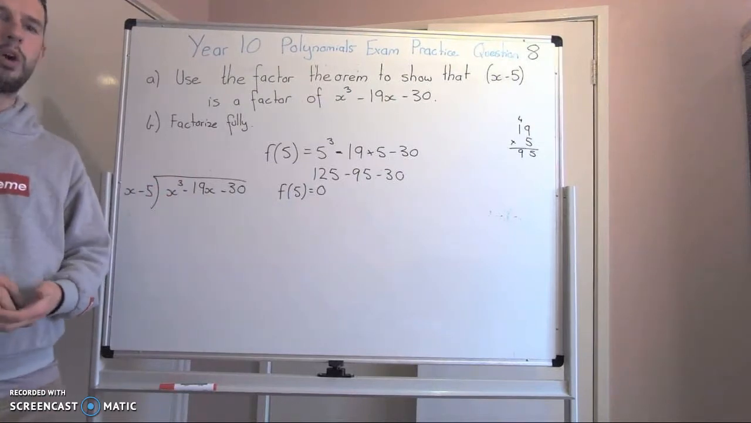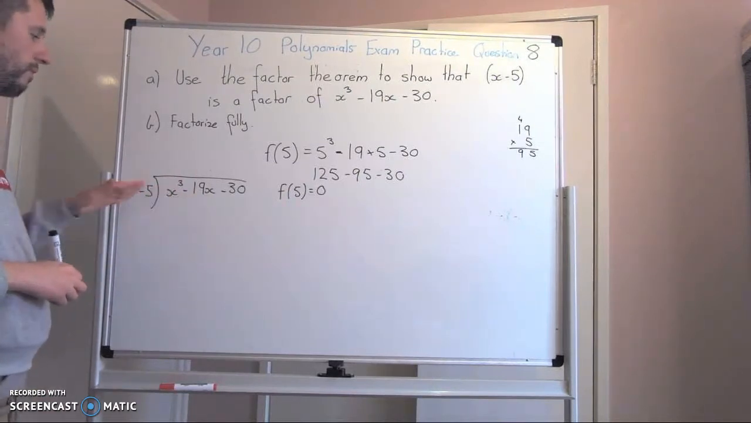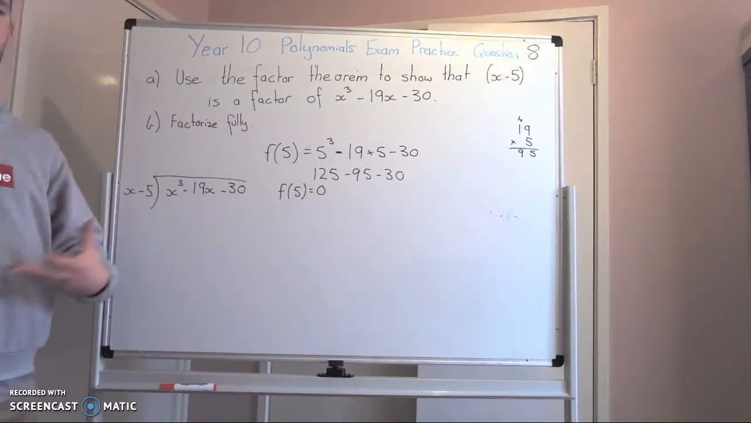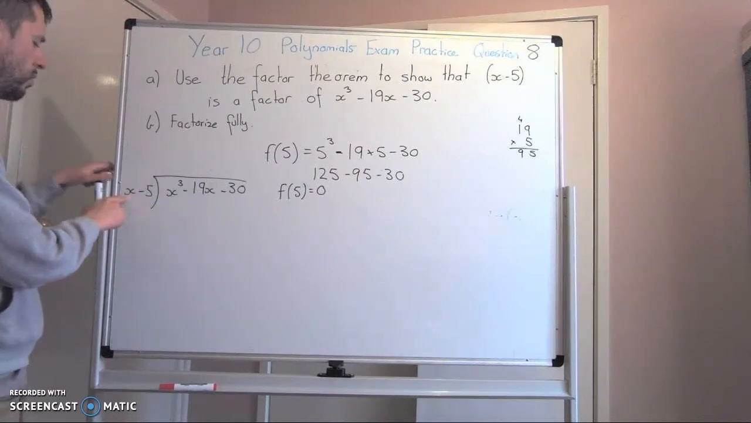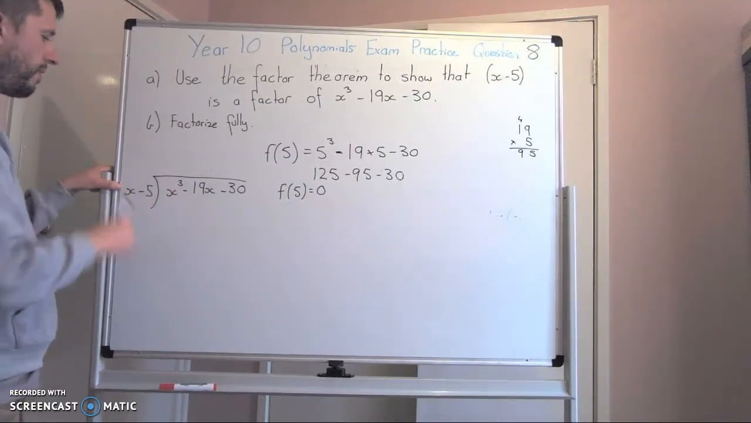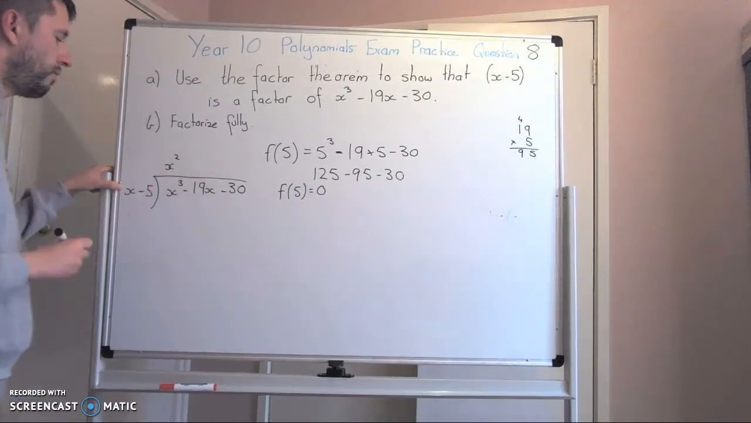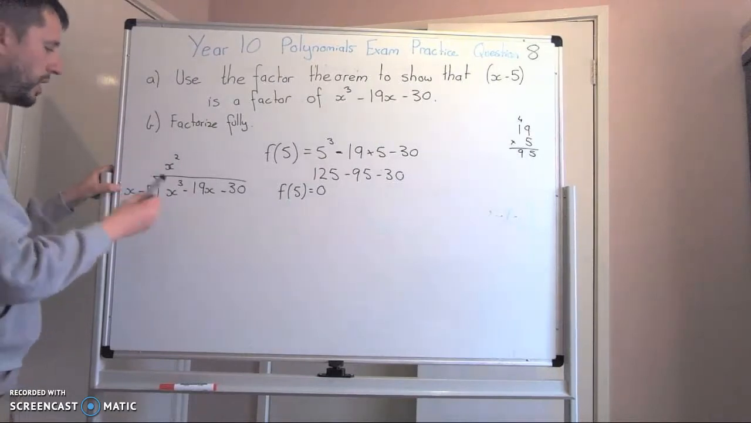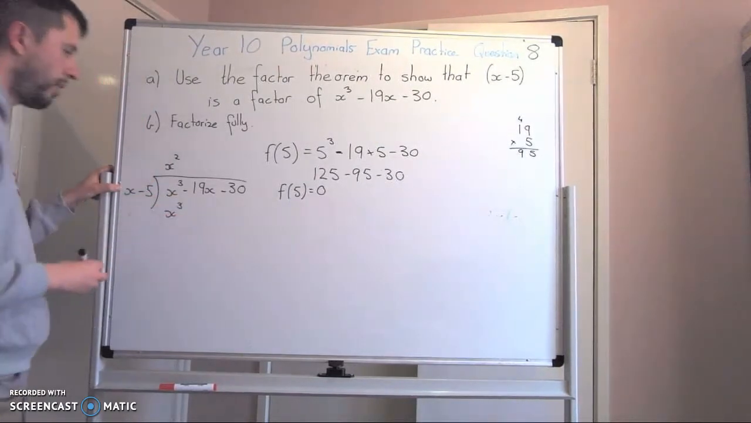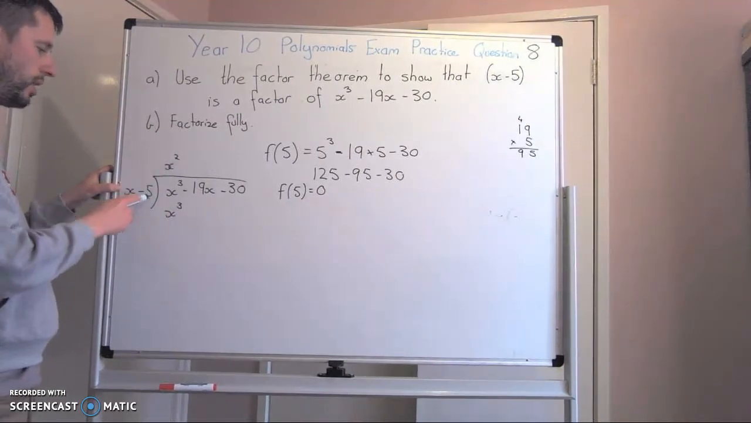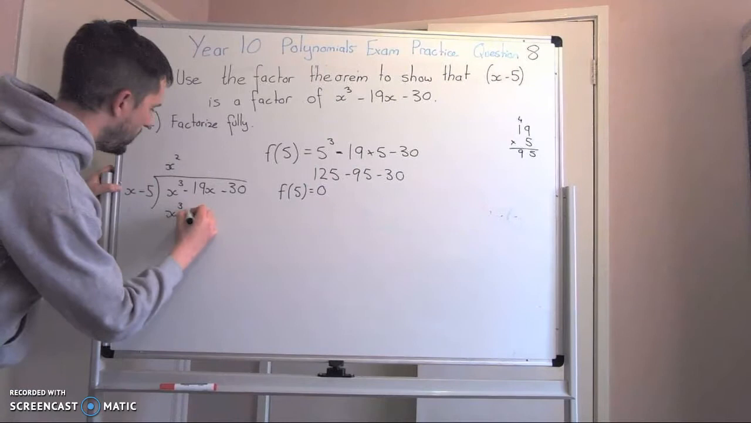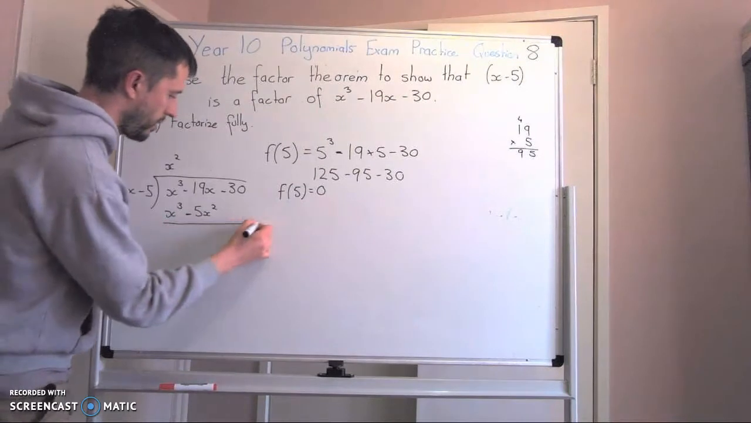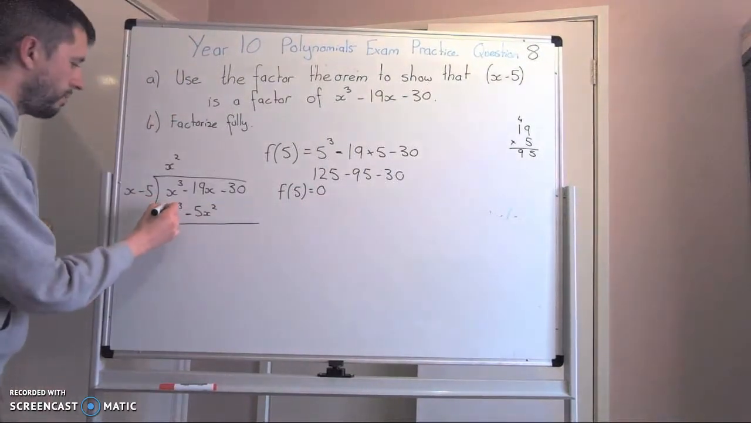Now if you remember with long division, when we divide, we get this. So to go the opposite way, we are timesing to look at how much we've shared. So we always look at the x. x to the power of 3 divided by x is x to the power of 2. And now we go back the opposite way. x to the power of 2 times x is x to the power of 3. x to the power of 2 times negative 5 is negative 5x to the power of 2. Now we take this away.